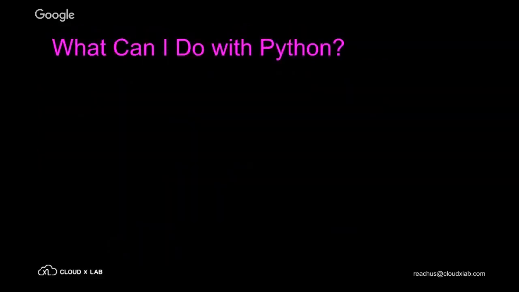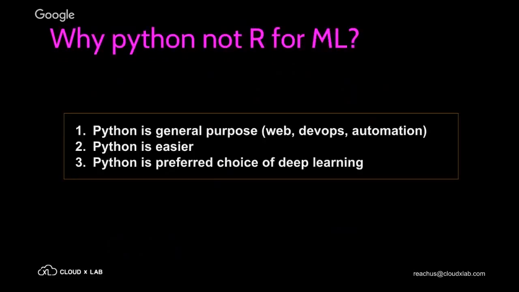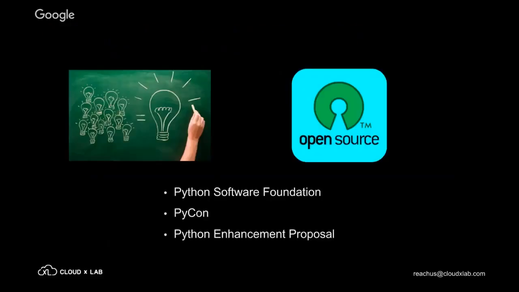Another question that I face is what can I do with Python? Python is general purpose. You can develop web applications. You can handle DevOps. DevOps is when you're taking care of the systems automatically, and the automation in your organization, the entire thing can be done easily in Python. Python is easier and is a preferred choice for deep learning.